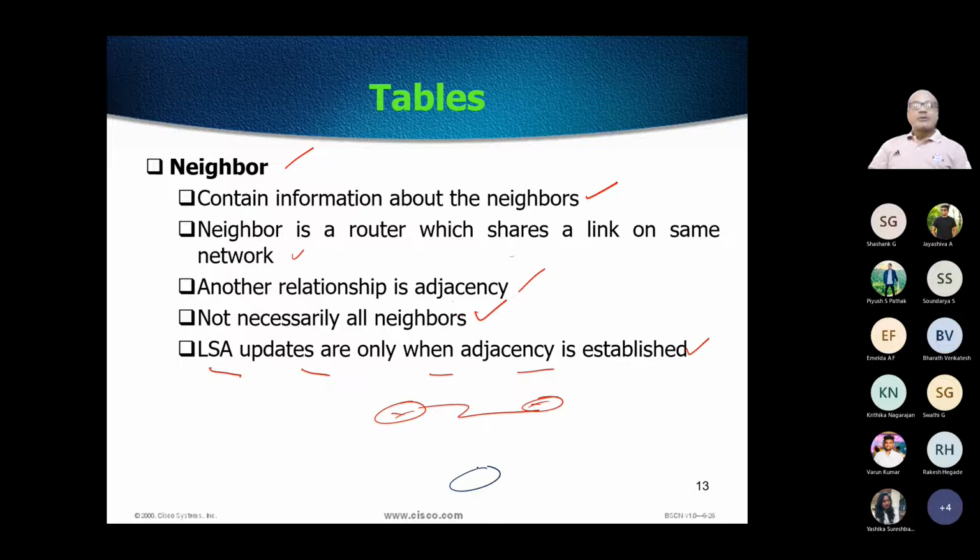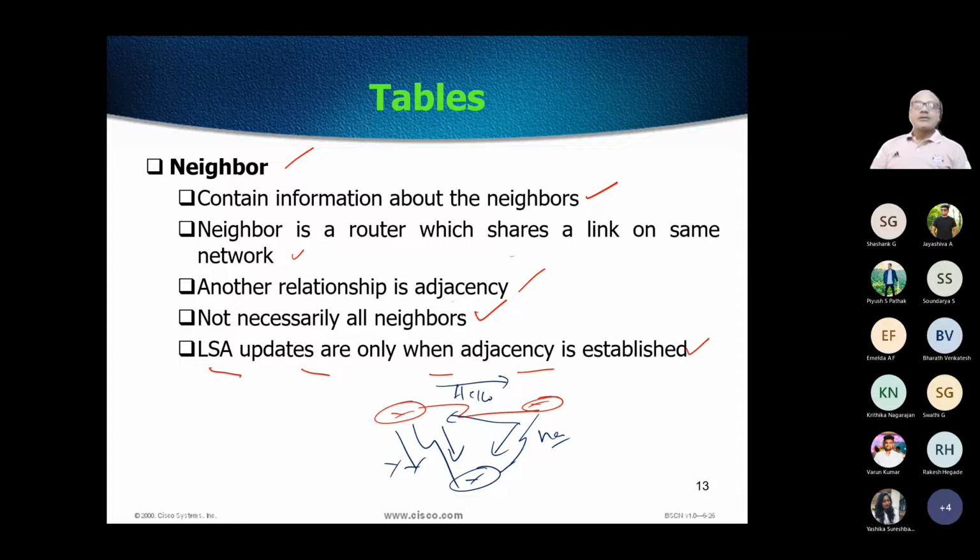Suppose you connected one more router here, which has not yet formed adjacency, you have just connected it. These two have already formed adjacency, sending the hello. Only this guy will share the updates and this guy will share the updates, not to this guy, which has not yet formed any neighborship. Once they form the neighborship, then only it will share your routing updates. Otherwise, no.